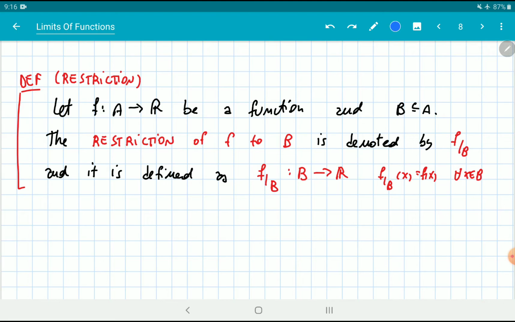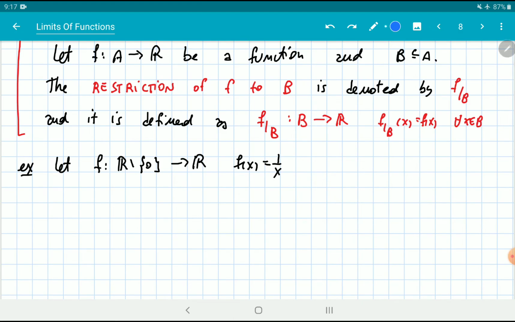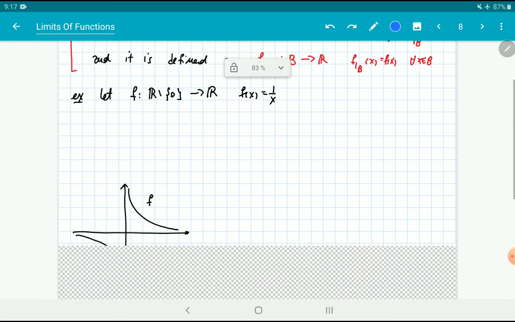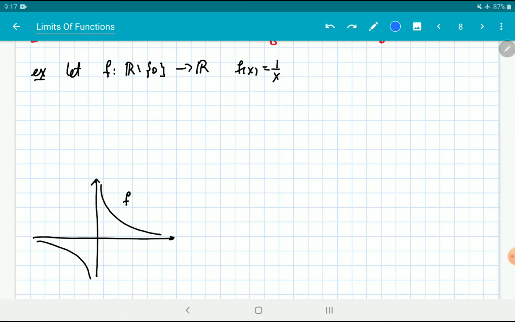So let me give you an example to understand what we're talking about. Take this function 1 over x defined on the real numbers except 0. That's its natural domain, the biggest possible. Okay, let's plot the function here. Now let's look at some examples of restrictions. Let's look at the restriction to the interval from 0 to infinity.